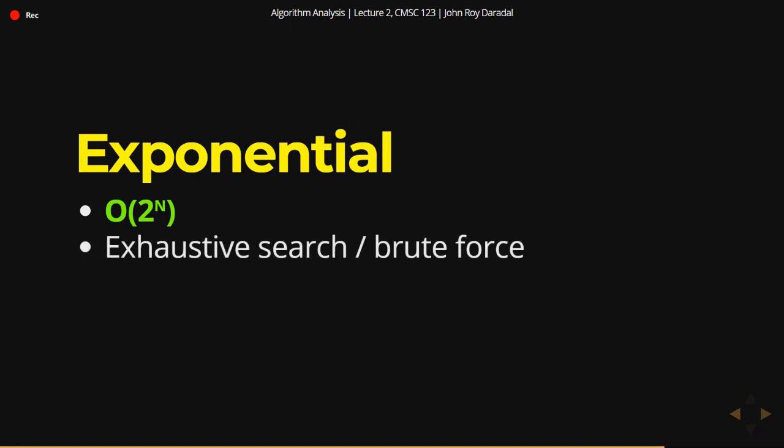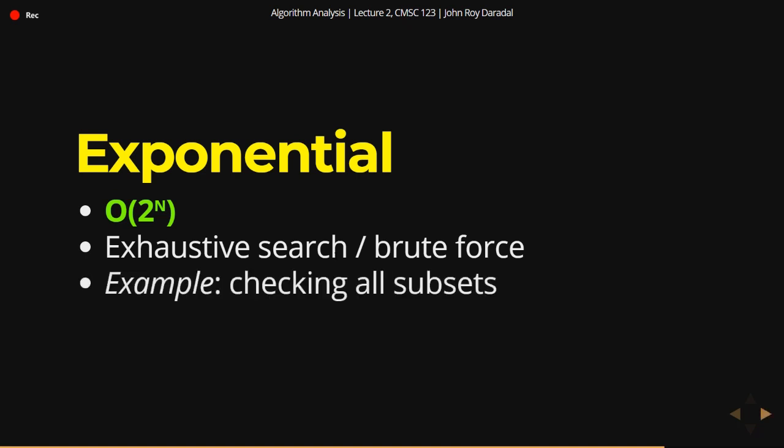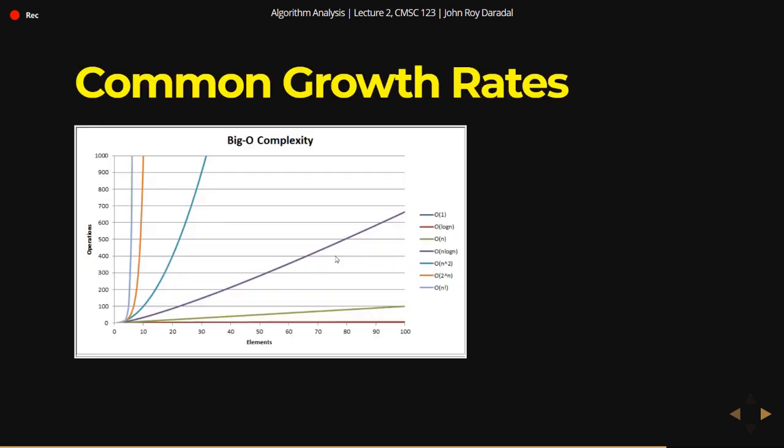So you usually see this when you have an exhaustive search or brute force search, like checking all possible subsets. Okay, so yeah, those are the 7 common growth rates. And we'll see them in the graph here.